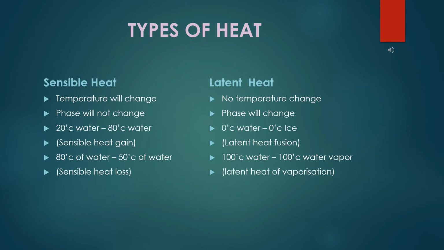There are 2 types of heat: sensible heat and latent heat. In sensible heat, temperature will change but phase will not change. For example, 20 degrees Celsius water becoming 80 degrees Celsius water, in this case water is having sensible heat gain. In latent heat, phase will change but temperature will not change. For example, 0 degrees Celsius water becoming 0 degrees Celsius ice, in this case water is having latent heat of fusion.